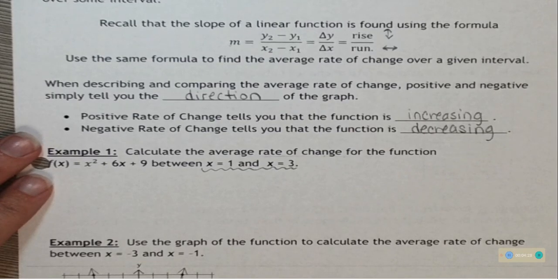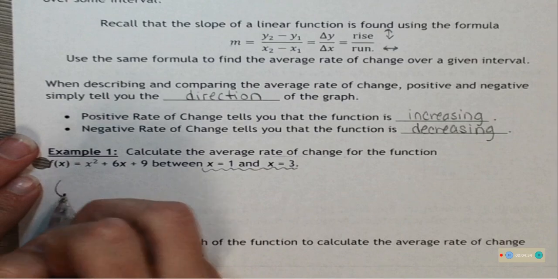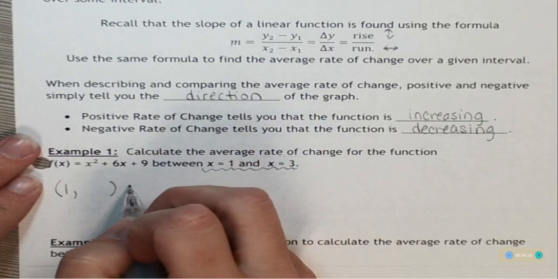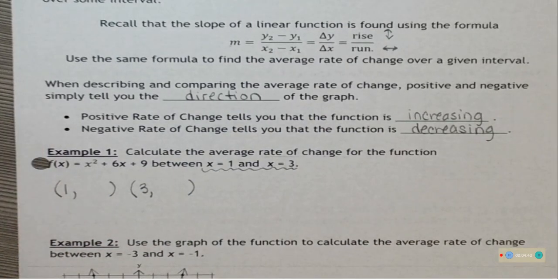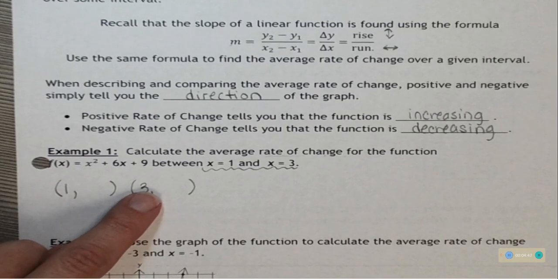1 and 3. Okay. You need to use this formula. You need to know if x is 1, what is y? You need to know if x is 3, what is y? How did I know that x was 1 and x was 3?